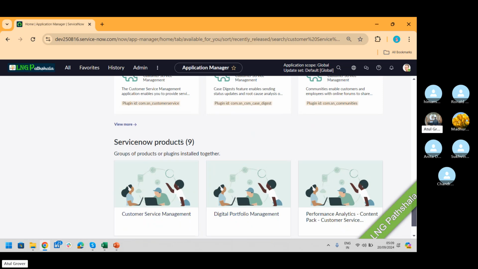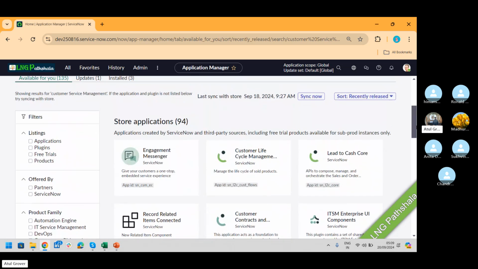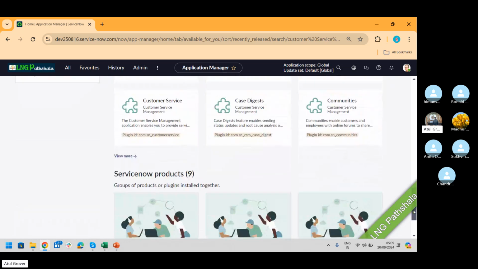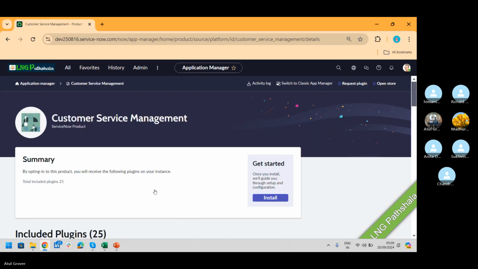It is a product. It is a ServiceNow product, not the family plugins or the store application. It's a product: Customer Service Management. This plugin will include 25 more plugins with it.